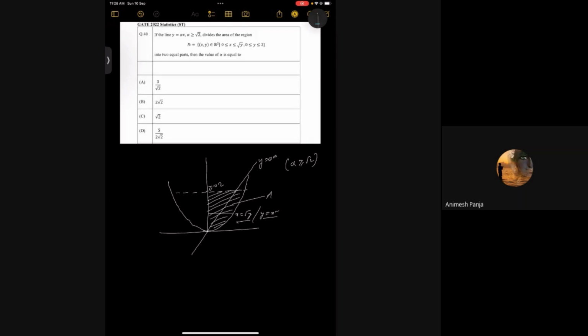The question is, if the line y equal to alpha x, where alpha is greater than or equal to √2, divides the area of the region R, given by the stated conditions, into two equal parts. So there is a certain region R, and you are dividing this total area into two equal parts by a certain line y equal to alpha x, where alpha is greater than or equal to √2. Then we are asked to find the value of alpha.